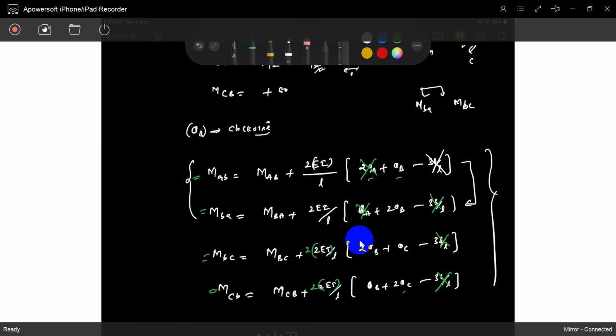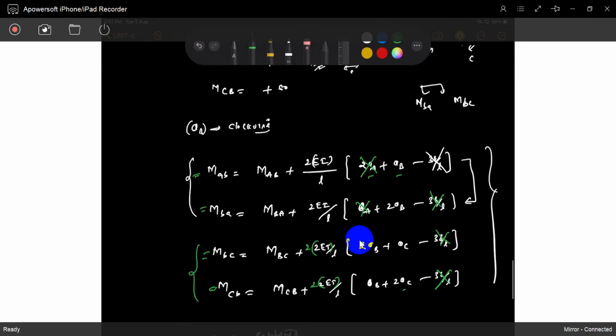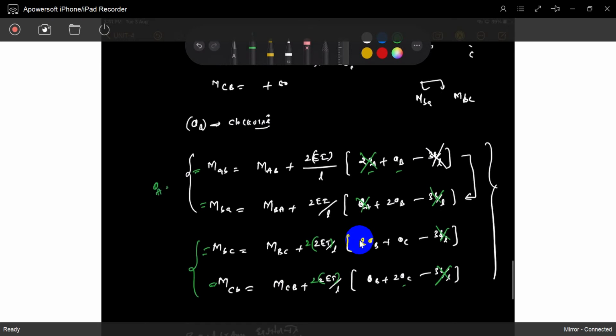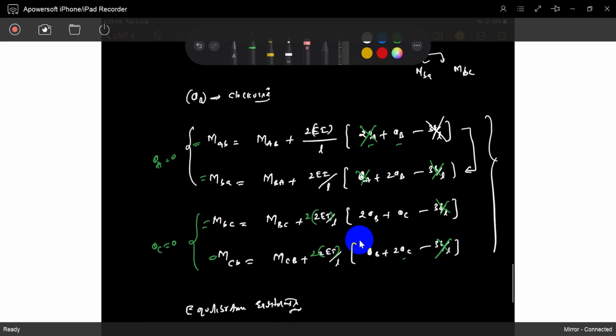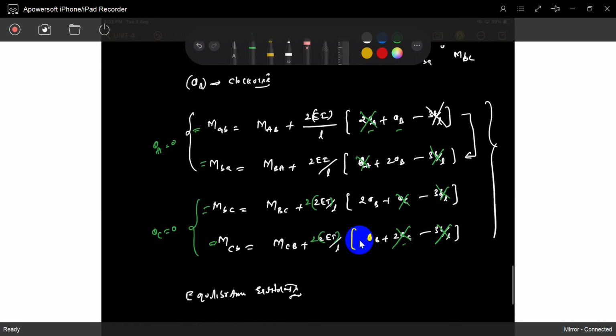That's one thing you got. For these two spans, you already know it. Theta A is 0 here, and theta C is 0, so you will strike them out. So next, what do we do? We have to find out theta B. Then only you will get the answers. How can you find out theta B?